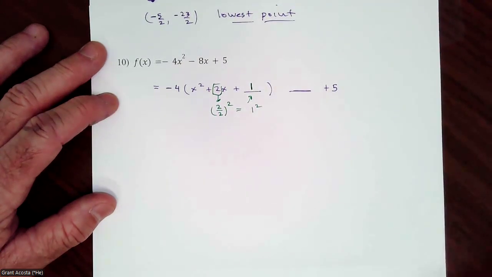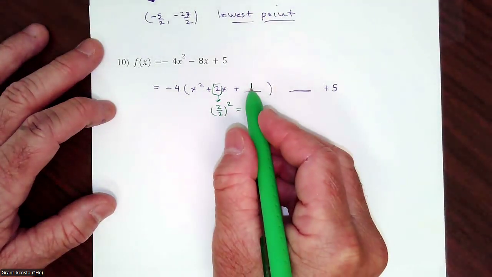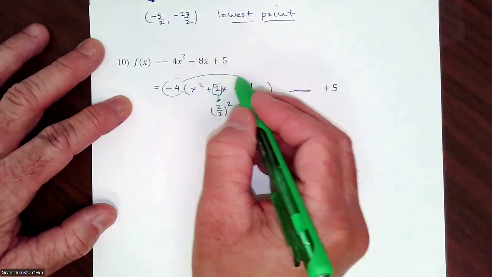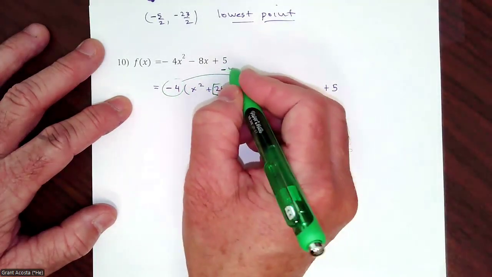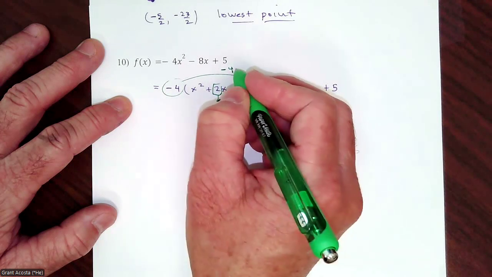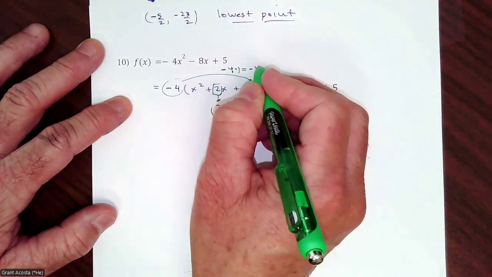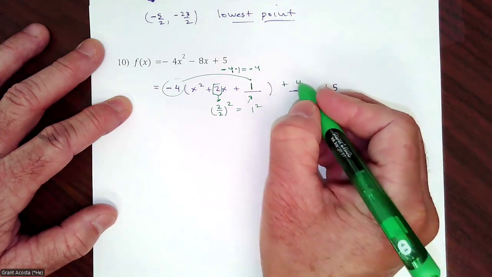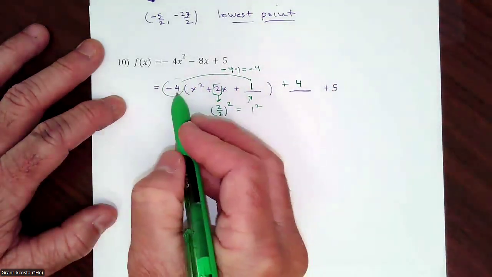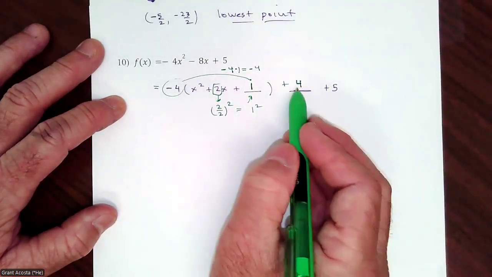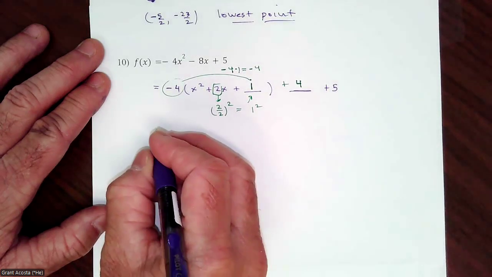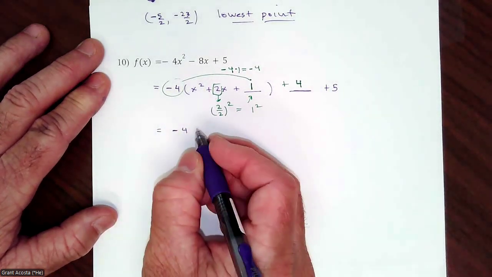But here's the critical point. By putting that 1 there, what did I really change the equation by? I really changed the equation by negative 4 times 1, which is negative 4, right? So to make sure I'm not changing the problem this time, I need to add 4. Because this is really behaving like a negative 4, and I don't want to change the problem.